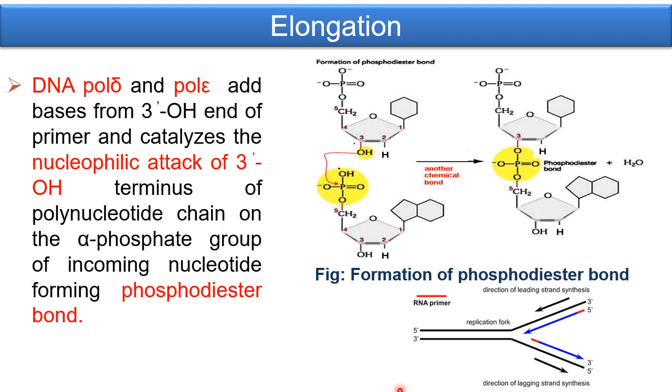In this diagram, this is the nucleotide that is already present in the polynucleotide chain, and the 3' hydroxyl group of this nucleotide will attack the alpha phosphate group of the incoming nucleotide. Alpha phosphate group is the one group that is attached directly with the functional group. So after this nucleophilic attack, phosphodiester bond will be formed.